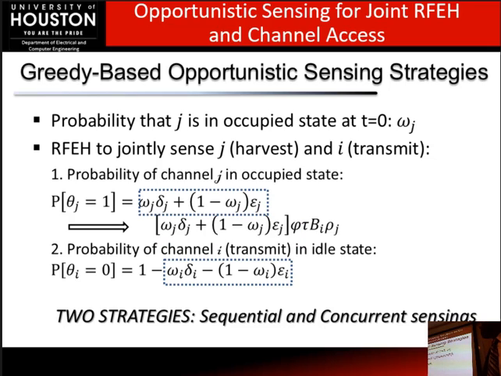And at the same time, we need to find the probability that one channel is also free that we can use concurrently to transmit information. So it's just 1 minus the probability that one channel is in occupied state.